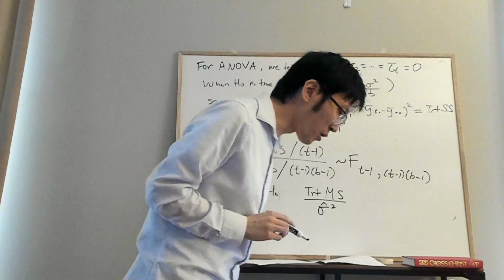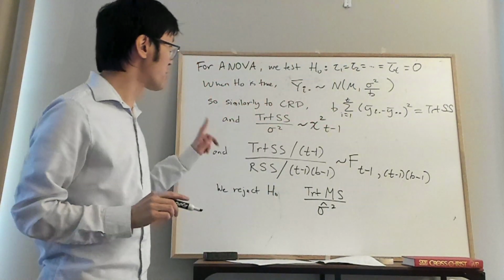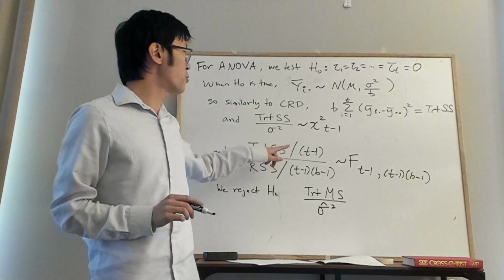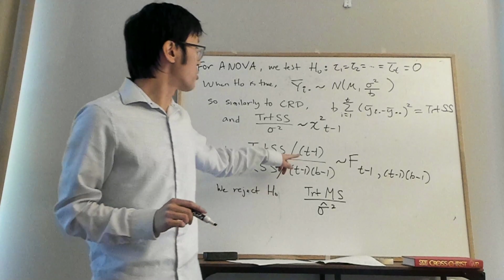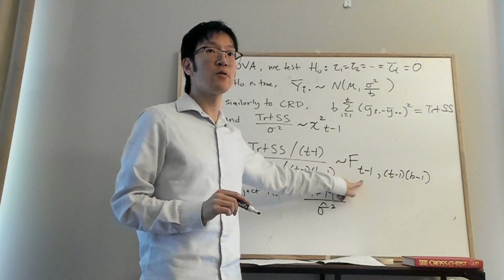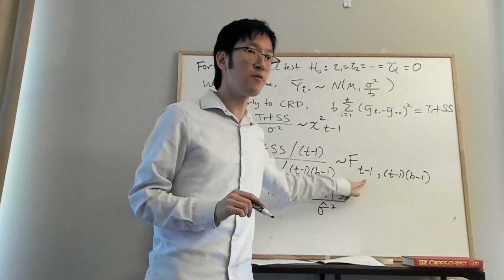There's a question in chat, which is, does the order of degrees of freedom matter? Yes, it does, because one of them corresponds to the numerator and the other one corresponds to the denominator. So you want to put the numerator one first: t minus 1 first, and then the denominator.